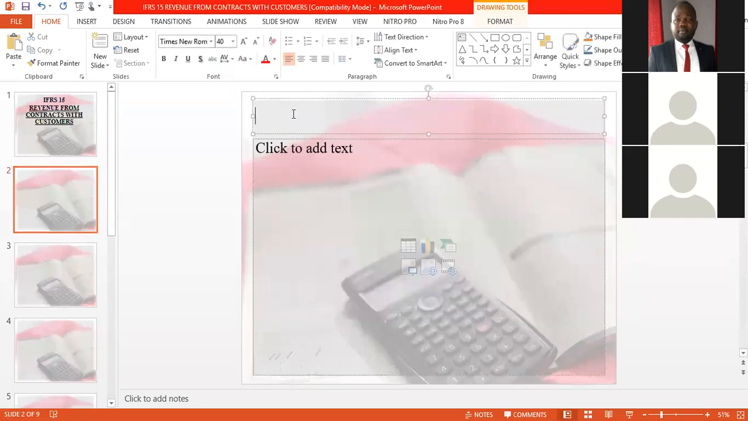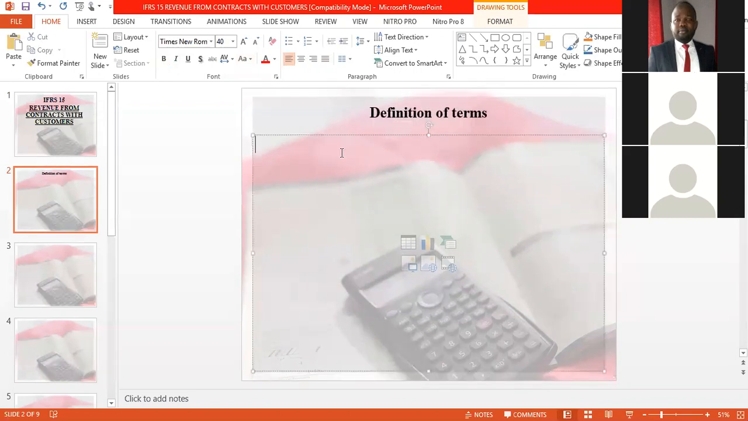So let's start by looking at the definition of some few terms. I'm just choosing the major ones. Other terms you will get in your notes. So number 1 is revenue.